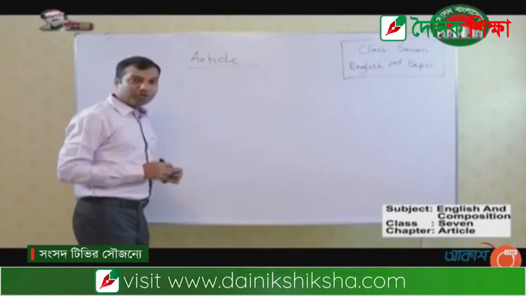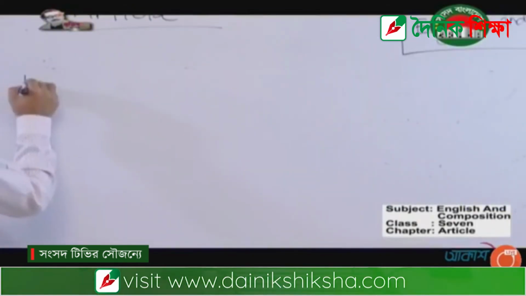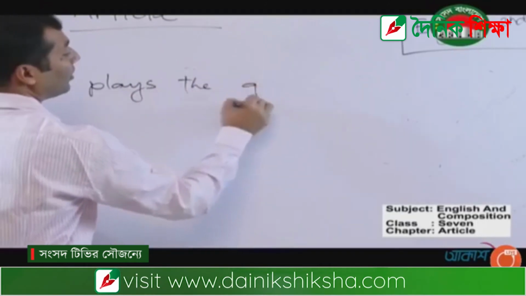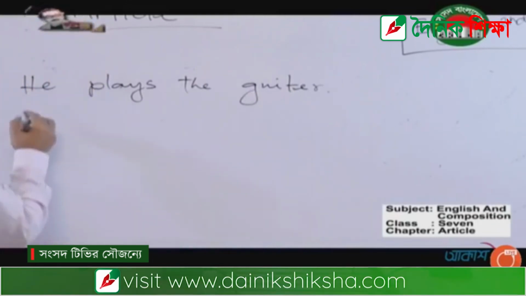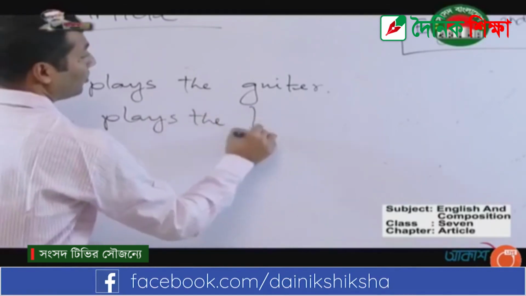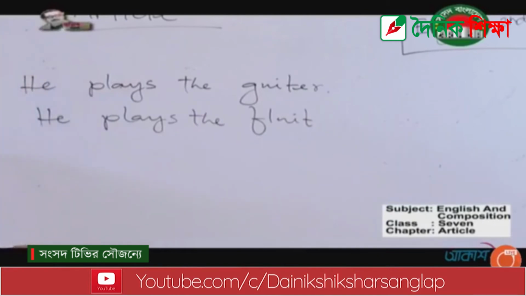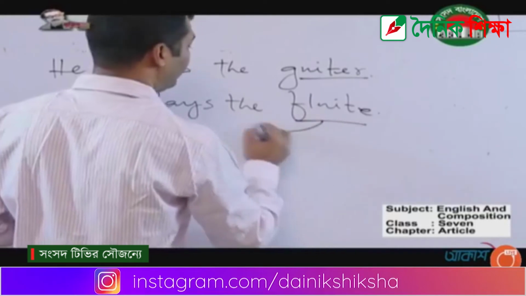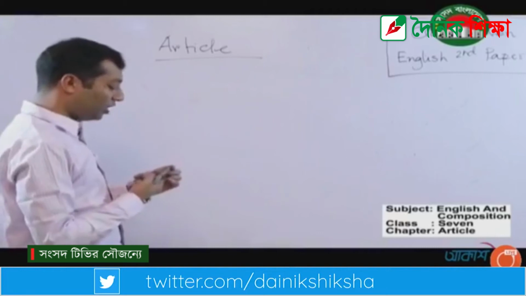Musical instruments always take the article "the" before them. For example, he plays the guitar. He plays the flute. So these are the words for musical instruments, and you need to use the article "the" before them.